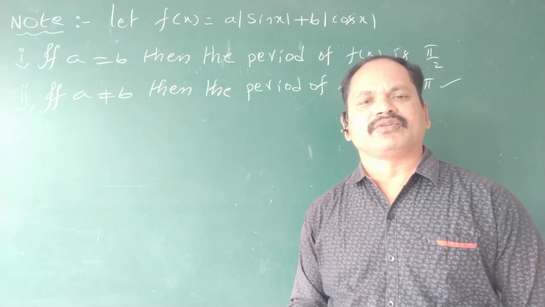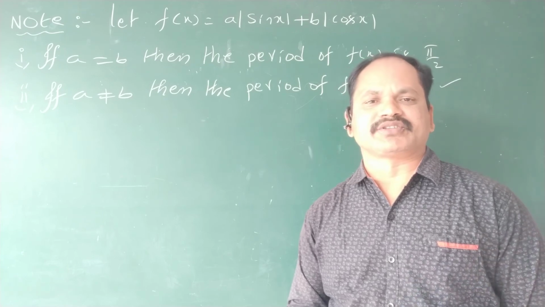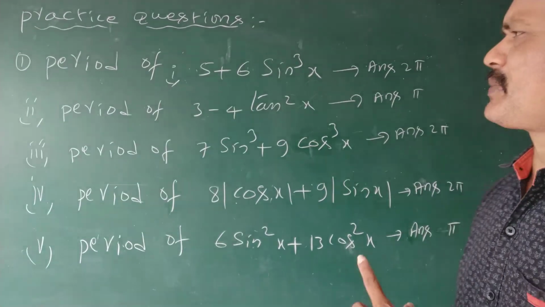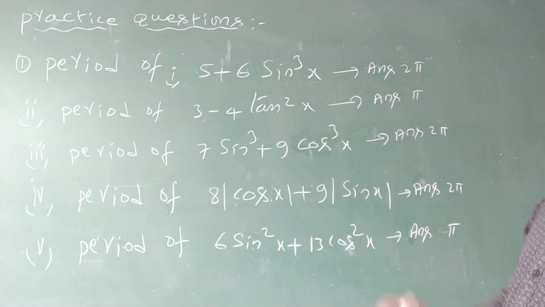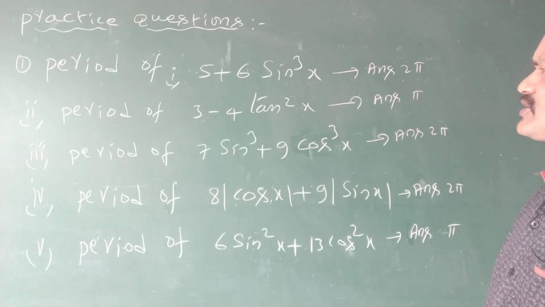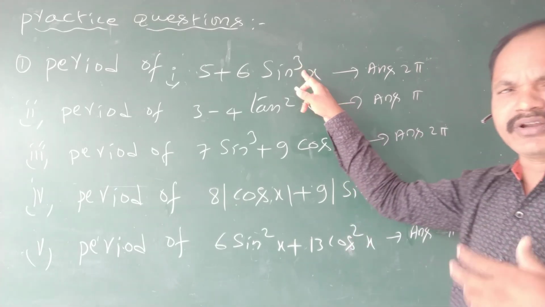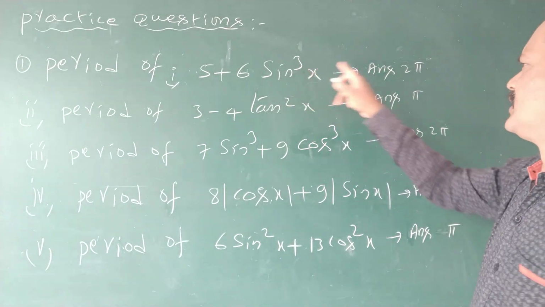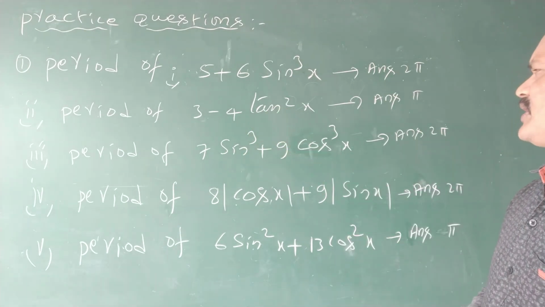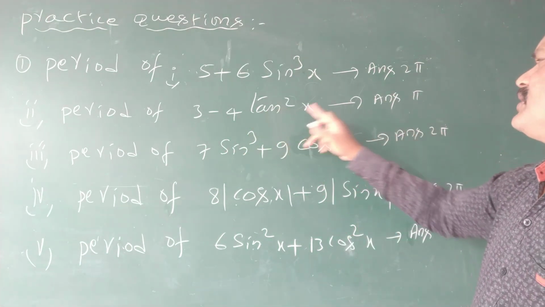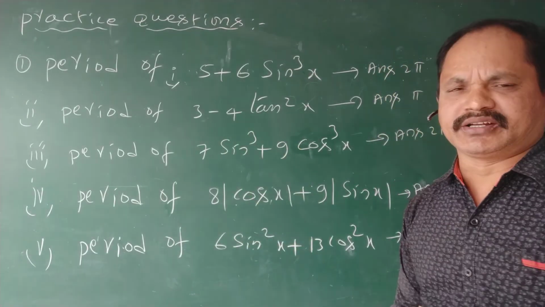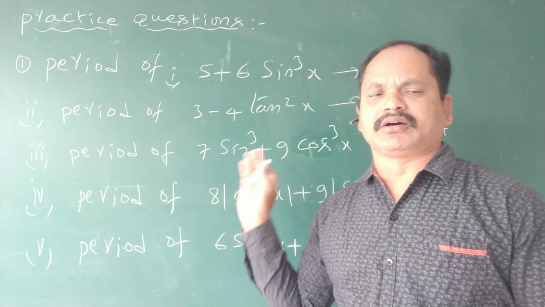Now I will give the practicing questions. You can try to practice these questions. The first question: period of 5 plus 6 sin cube x. Here the power is odd. If the power is odd, then the period is 2 pi. And the period of 3 minus 4 tan square x: here the power is even, that's why the period is pi. For tan, whether the power is even or odd, the period is pi.